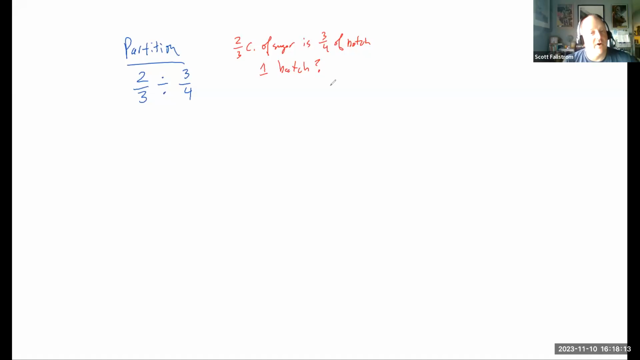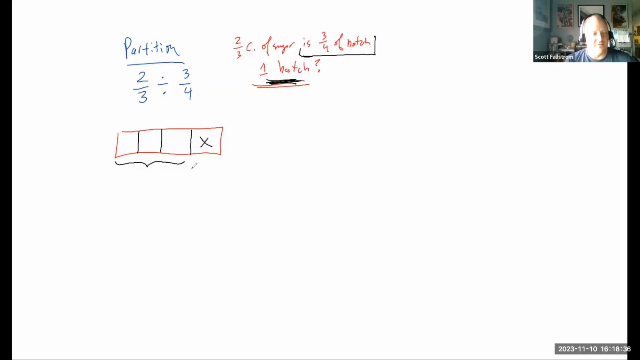All right, so this one, what am I going to start with? I'm going to draw one whole batch. There's one whole batch. And now the question for you, do you have one whole batch right now? And unfortunately, no. I have 3/4 of a batch. So I'm going to mark down, there's 3/4. That's what I have right now. So I'm crossing this one off because I don't have it right now. I have 3/4.